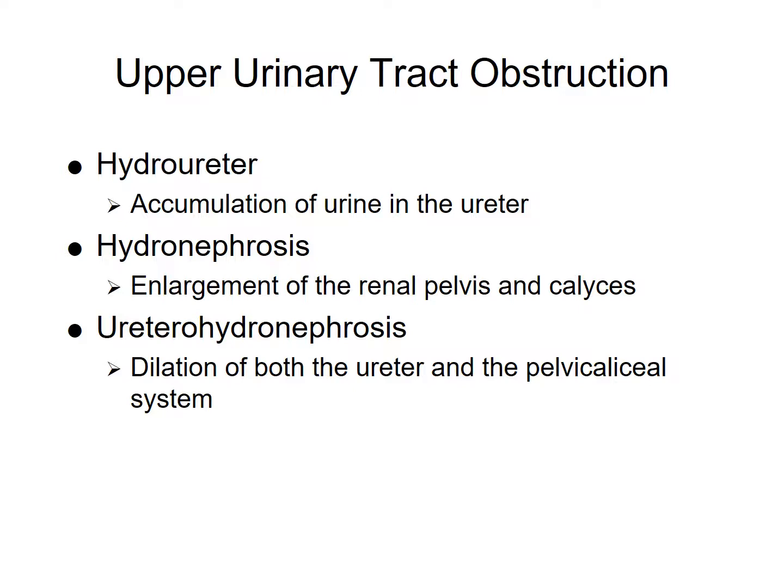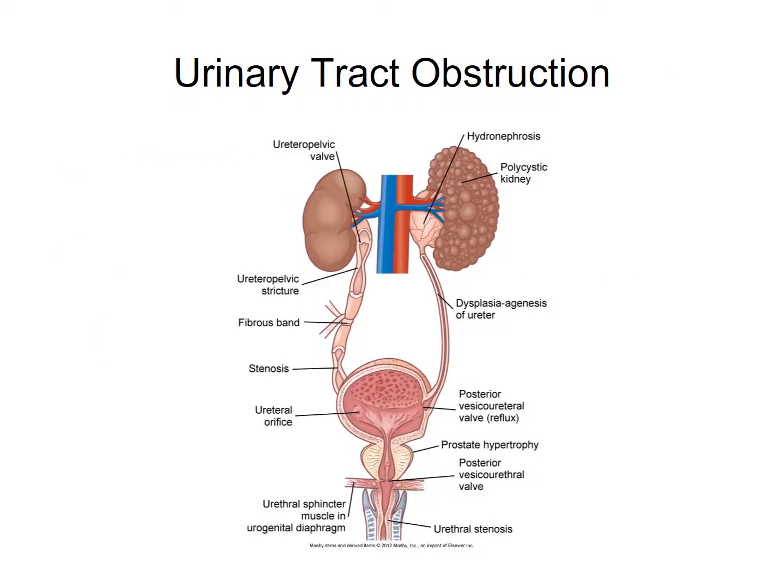Hydronephrosis, an enlargement of the renal pelvis and calyces. Ureterohydronephrosis is a dilation of both the ureter and the pelvic calyceal system. And this is what happens when you have a urinary tract obstruction. So you can see there's an obstruction. See how the ureter is narrow, and it's causing hydronephrosis of the kidney.